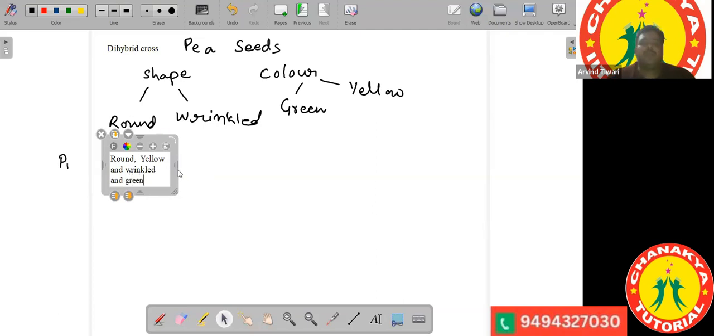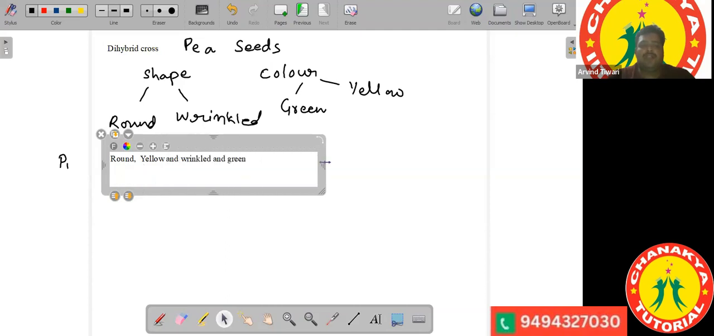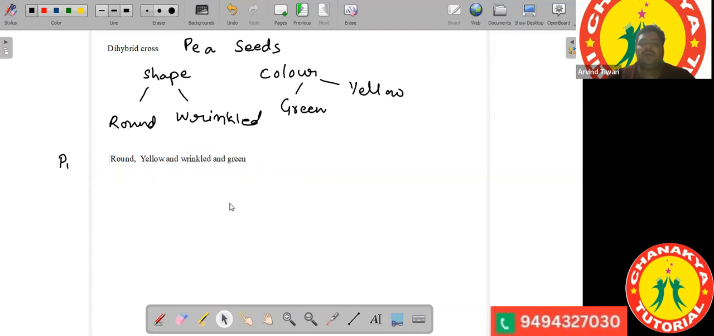So these were the two types of seeds which were taken, and they were made sure that they are pure ones. So you have pure round and yellow, and you have pure wrinkled and green. Out of these, round and yellow was taken to be the dominant. So this was the dominant trait.